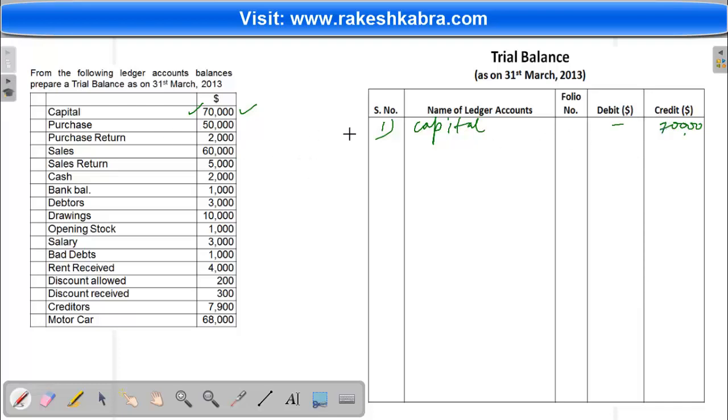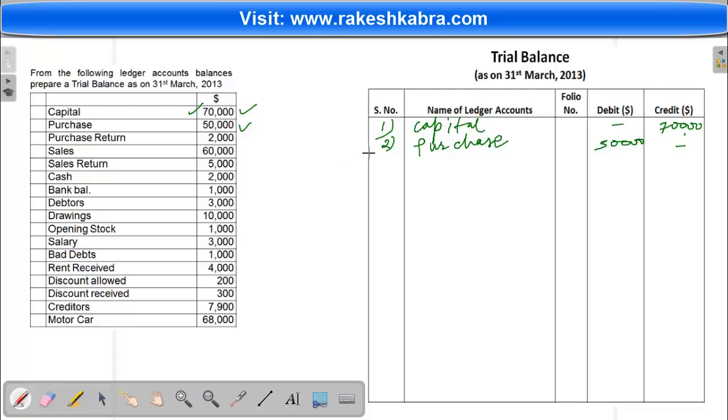Now tell me, which is the second account? Yeah, purchase account. And what is the balance? 50,000. And purchase means goods are coming in. So it is showing a debit balance. Debit what comes in. 50,000. Agree?